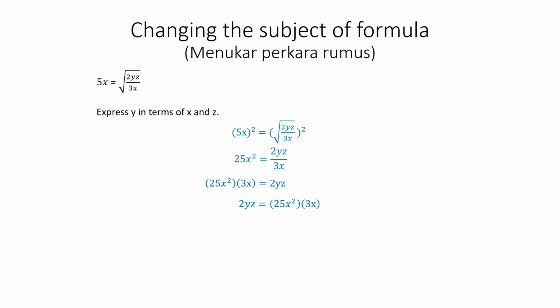And now, because I need to remain y at the left hand side, I need to move the z. Now before this, I can always simplify it first. 25 times 3 is 75. And x squared times x is x cubed. Then we move the 2z. So y equals 75x cubed divided by 2z.